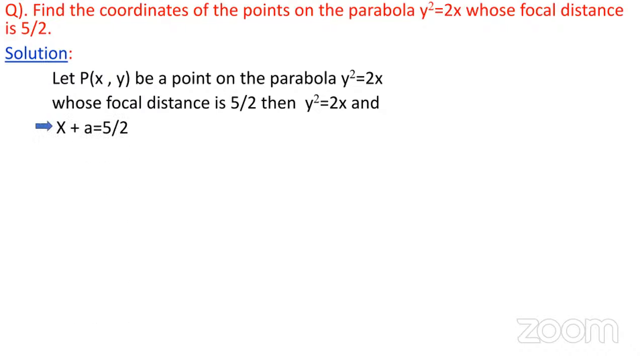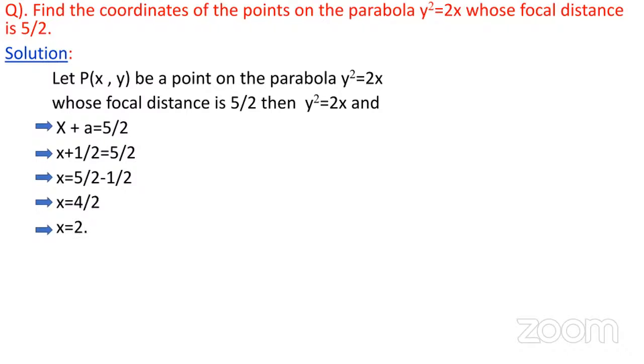So x plus a equals 5/2, and here the a value is 1/2, so x plus 1/2 equals 5/2. Solve for x. Take 1/2 to the right side, then you will get x equals 5/2 minus 1/2, which is 4/2. Then x equals 2.